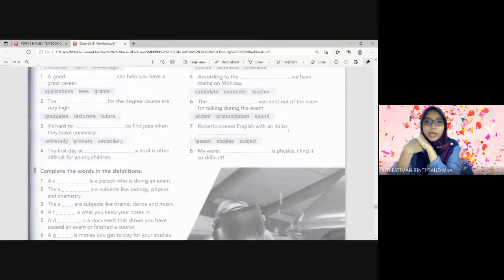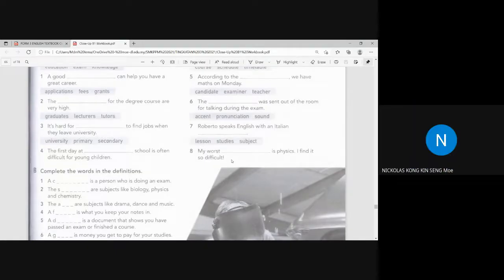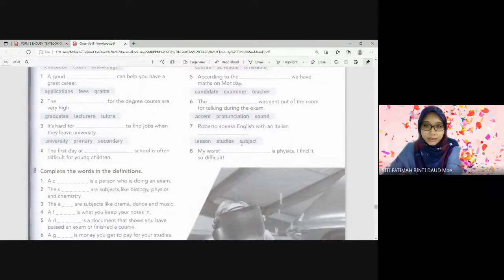And last one, my worst what is physics. I find it so difficult. Me too. Me too means personally, I feel bad in physics. I'm not good in physics. I wasn't good in physics when I was in Form 4 and Form 5. What's the answer? My worst what? Subject. My worst subject is physics.